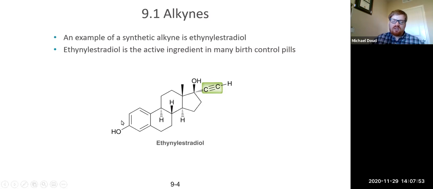This is estradiol here, and this is an ethyne group here, right? Two carbons, triple bonded, so it's ethyne. Think of it like ethynyl, the substituent onto estradiol. Estradiol, of course, is a female sex hormone, and ethynyl estradiol basically mimics estrogen in the body, and so it can be used for things like menopausal treatment, hormone treatments, and also birth control pills because it mimics the sex hormone work.